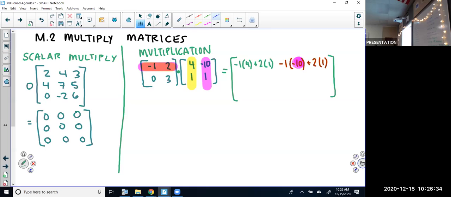Okay, with your partner, figure out what the bottom row should be. What those dot products will be? So you need to use the bottom row. You still do columns, yeah. So you're going to use the bottom row and the first column to get here, and then the bottom row and the second column to get here.